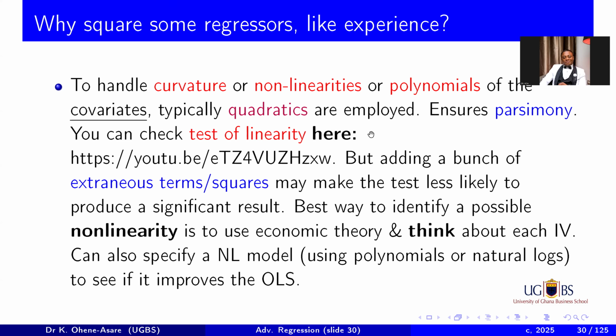So sometimes you don't even need to specify that the variable is squared. You may have to use a nonlinear model, a model that is exhibiting polynomials or natural logs. So instead of using linear OLS regression, use nonlinear models. And there are several of them. Several of the machine learning models are nonlinear. Use that.